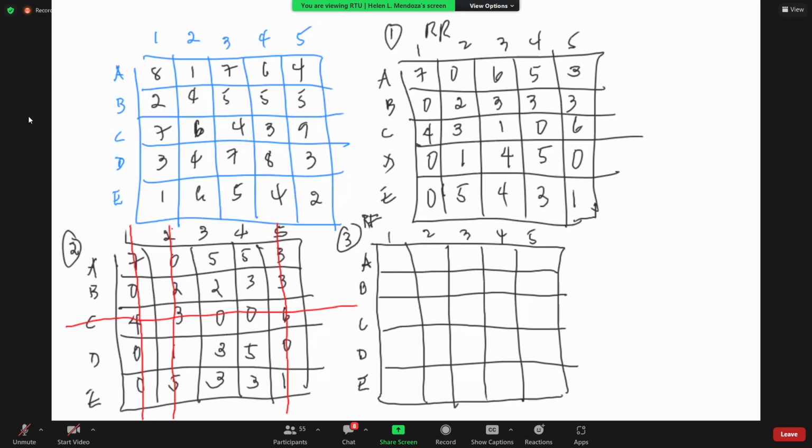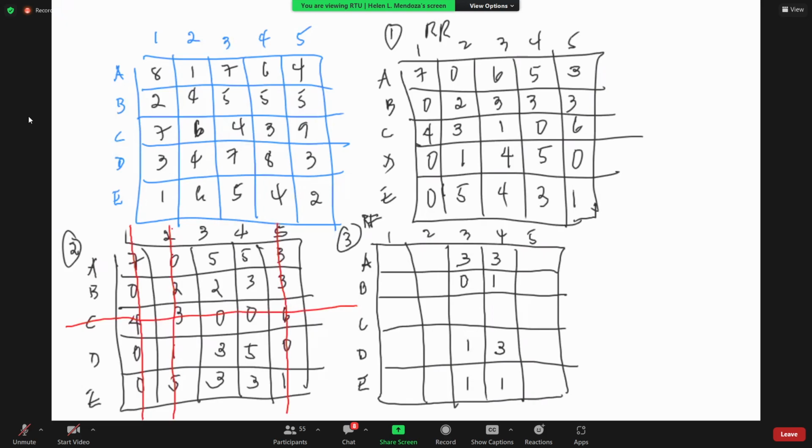So, ibig sabihin, hindi mo muna gagalawin yung entries doon sa na-cover ng 0. So, mag-start ka sa third and fourth column, no? So, ito ay gagawin mong 0. Ito ay magiging 1. Ito ay magiging 3. Ito ay 3. Ito ay 1, 1, 1, 3. So, yung sinubtract mo, 2. Sa intersection of lines, i-add mo ang 2.